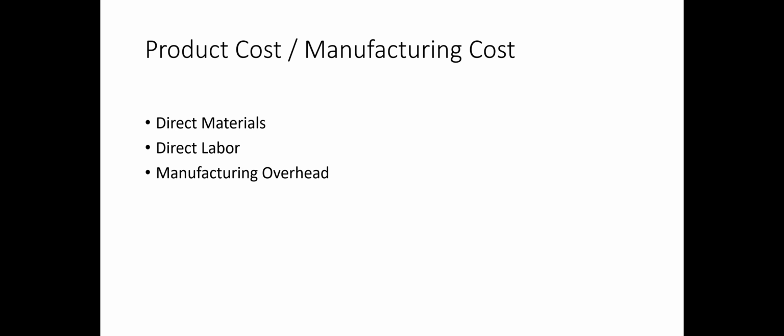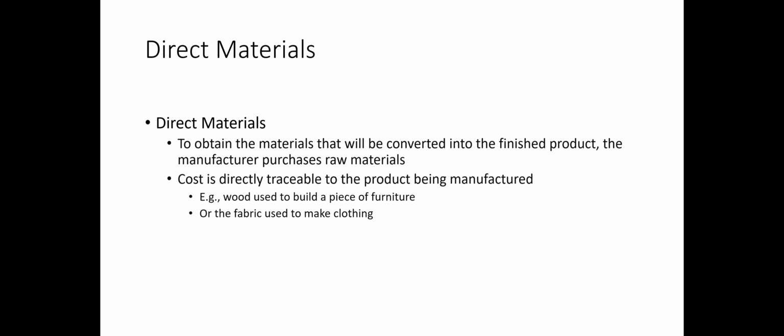So something called product cost or manufacturing cost starts from direct labor, direct materials, and manufacturing overhead. The combination of direct materials, direct labor, and manufacturing overhead is called product cost or manufacturing cost. Let's break them out in the next slides.